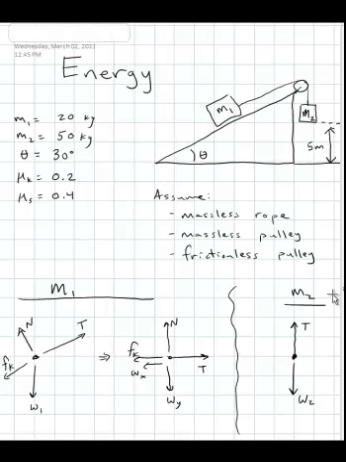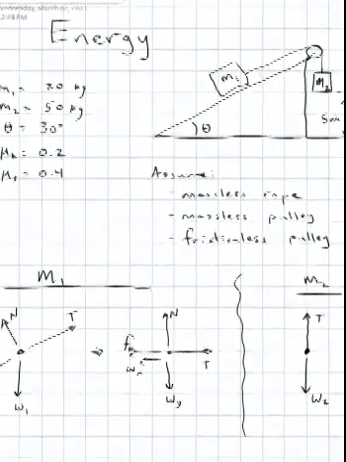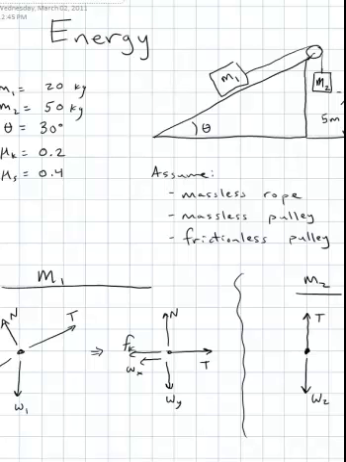I've gone ahead and drawn free body diagrams. You might be wondering why I drew free body diagrams. We're not using Newton's laws to find an acceleration. We could use Newton's laws, find an acceleration, and then use our kinematics equations to figure out how fast the mass is going before it hits the ground. But I think it's easier just to use energy. But the free body diagrams will help later on.